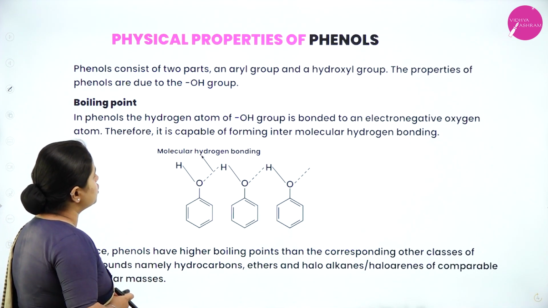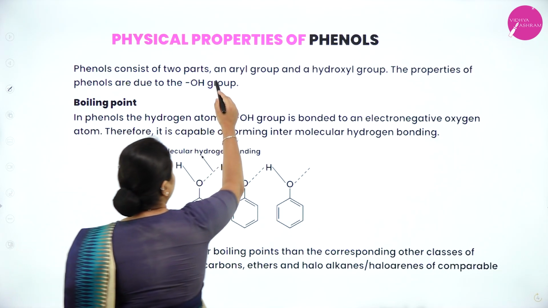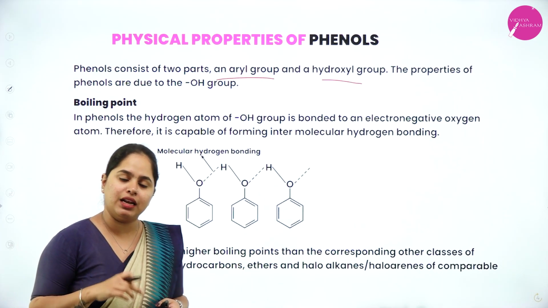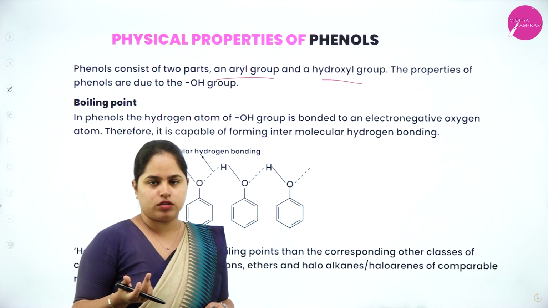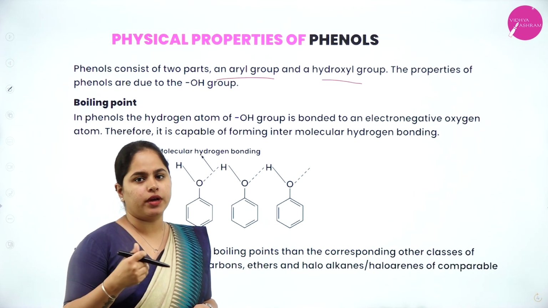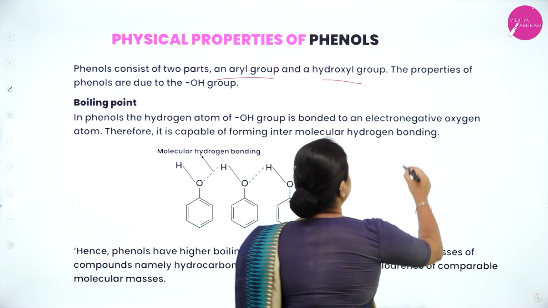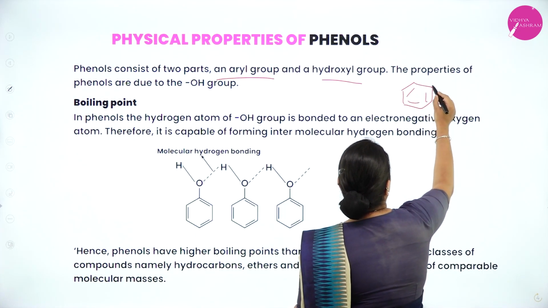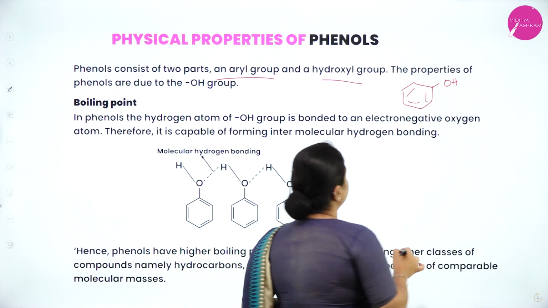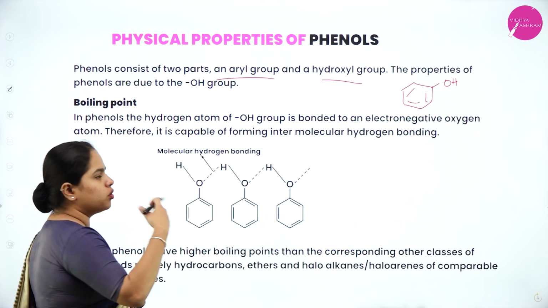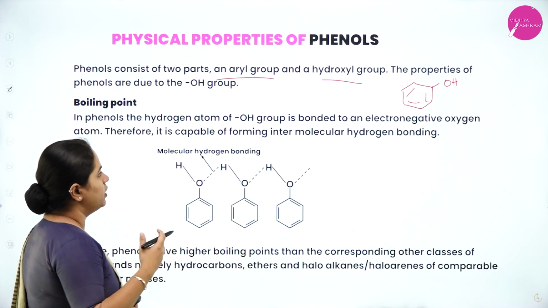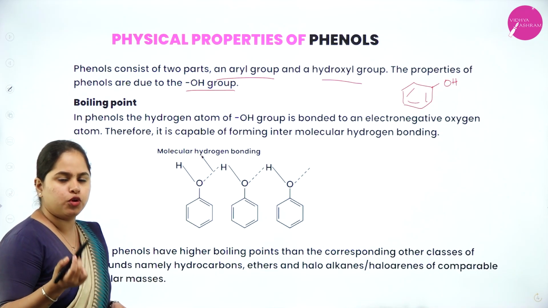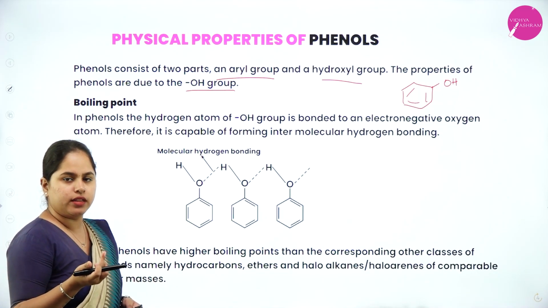So phenols consist of two parts, an aryl group and a hydroxyl group. In the case of alcohol, it was an alkyl group and a hydroxyl group. Here it is an aryl group and a hydroxyl group. Aryl group means an aromatic ring, right? Aryl group, and then you have the hydroxyl group. Those are the two parts, and on this you can have other substituents as well. The properties of phenols are due to, of course, the OH group. Due to the presence of the hydroxyl group, they obtain their properties.